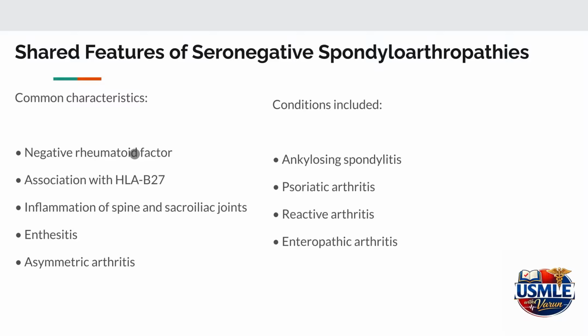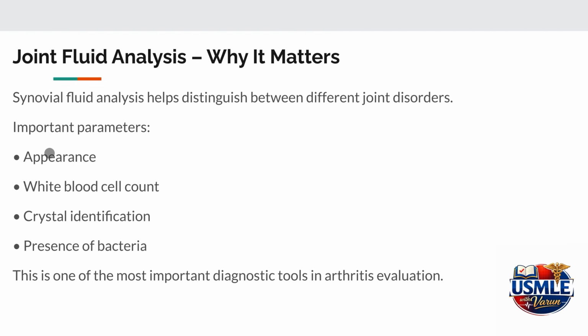All seronegative spondyloarthropathies share several characteristic findings. They're typically negative for rheumatoid factor, and they are commonly associated with HLA-B27. They frequently involve inflammation of the spine and sacroiliac joints. They often produce enthesitis and asymmetric arthritis. The major diseases included in this group are ankylosing spondylitis, psoriatic arthritis, reactive arthritis, and enteropathic arthritis.